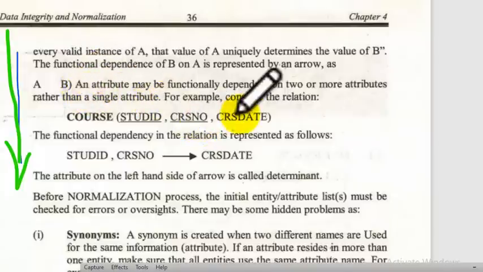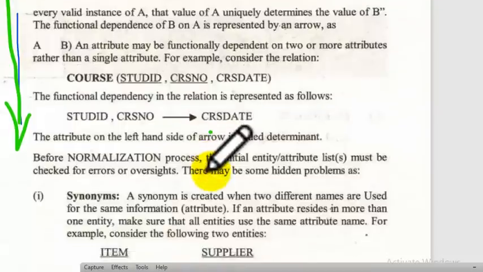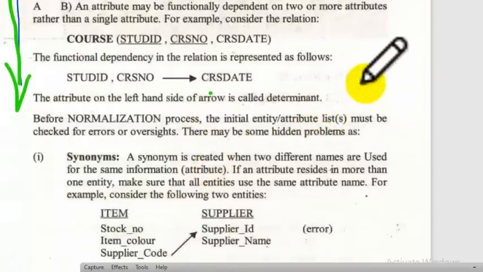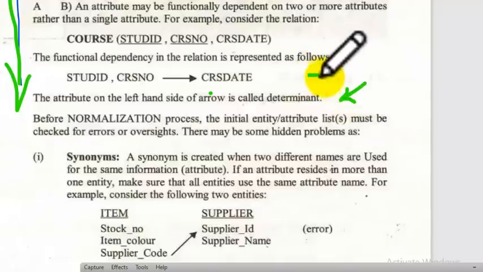An attribute may be functionally dependent on two or more attributes rather than a single attribute. For example, consider the relation. So if you consider the relation, you can also accurately represent the functional dependency in the relation as follows: student, course, concentrate. The attribute on the left side of the arrow is called the determinant. So you can use the determinant sides and they can probably work on that. You can also use the determinant size here. So you can also study the determinant size.